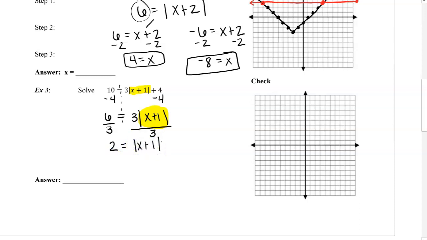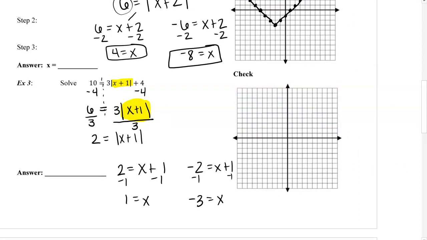And now that we're at the point where we just have absolute value on one side, a number on the other, we can write our two equations. We can say 2 equals x plus 1 and negative 2 equals x plus 1. To solve these, we would get x is 1 and x is negative 3.